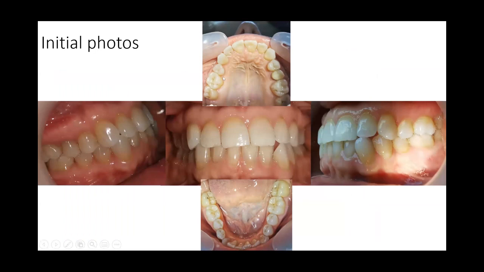So here you can see that one of the premolars is missing. I left the nose on the occlusal view, so we can see the asymmetrical arch. On the right side, she has a class 1. On the other side, the molars are class 2, and the canine class 3.